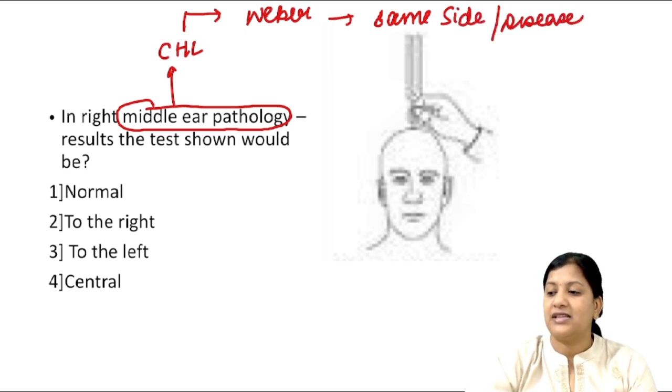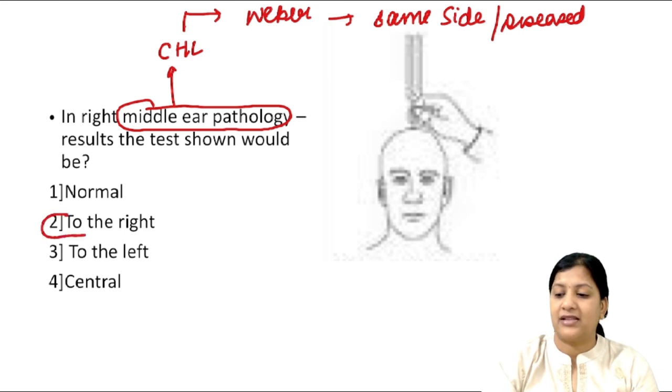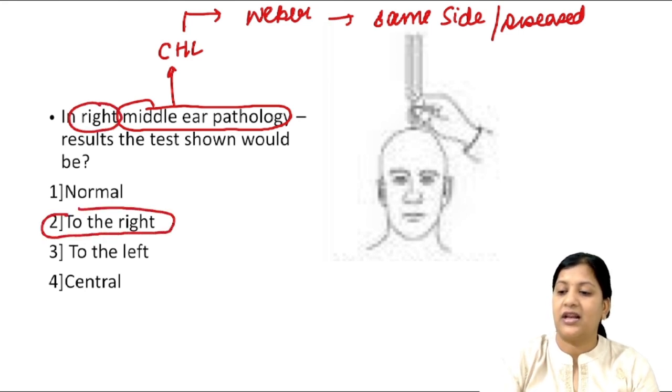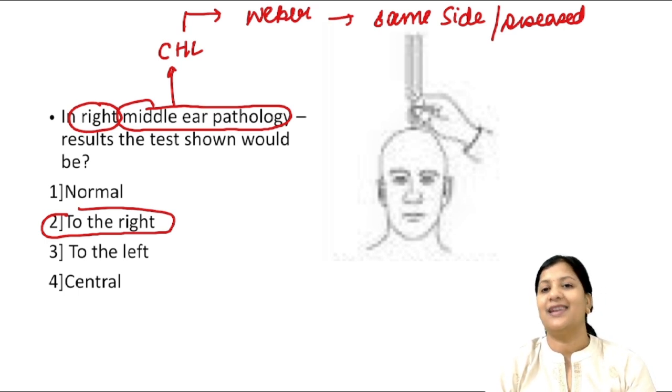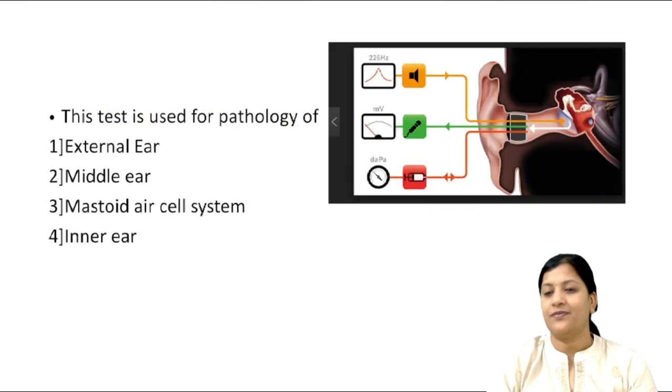So which is the diseased side? It is the right side. So Weber will go towards the right. Since the right middle ear pathology is having the disease, which is a conductive pathology, the Weber's will go towards the right. So that is your answer. Okay.